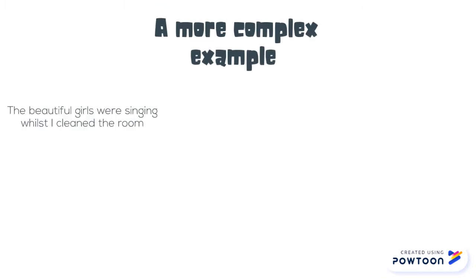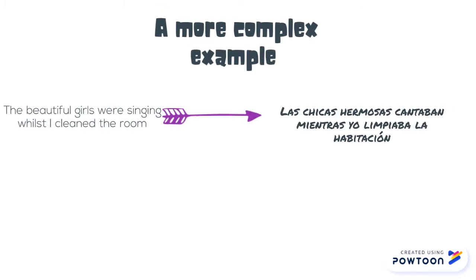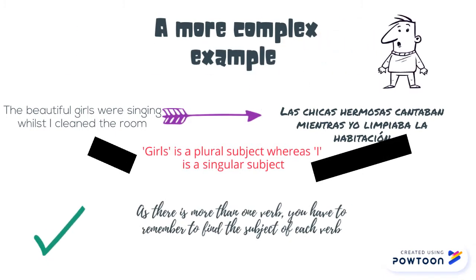Here we have a more complex example. We can see there is a plural subject, chicas, and a singular subject, yo. Remember that if there is more than one verb, you have to find the subject of each one. Also, the article las and the adjective hermosas have been influenced by the subject.